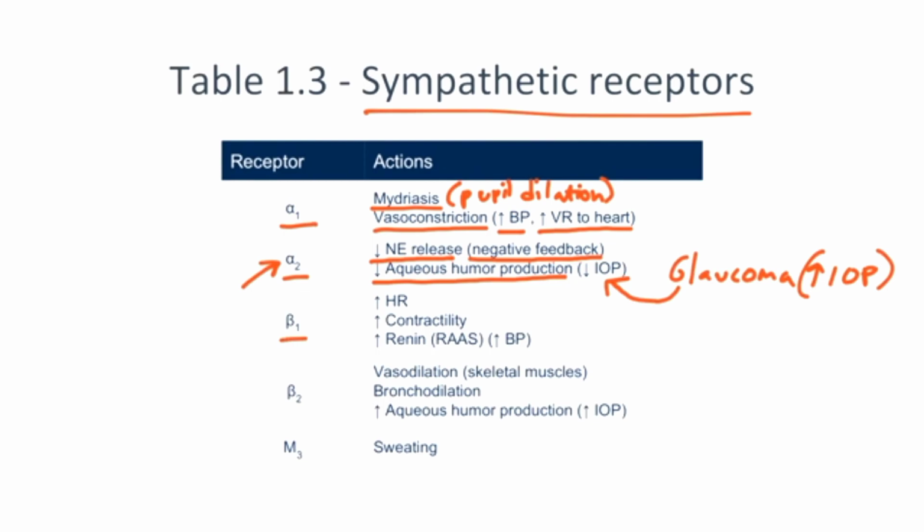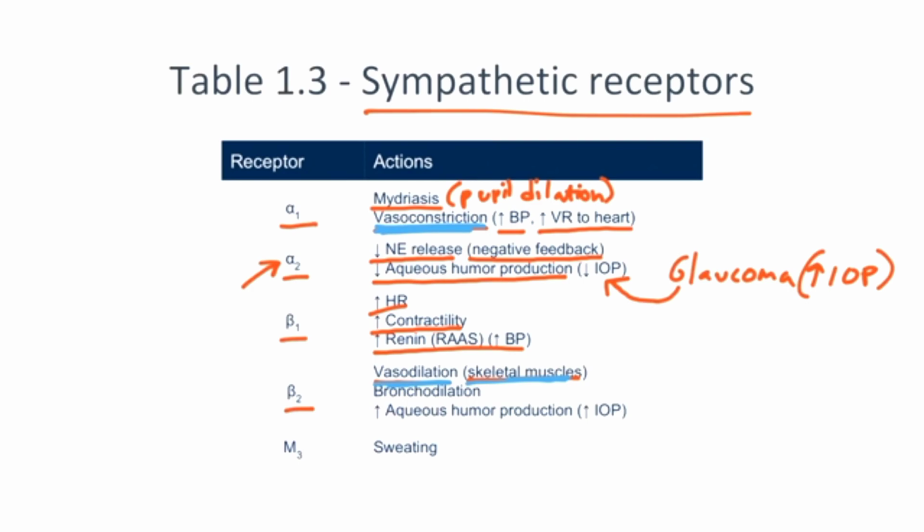Now here are some of the big ones. When the beta-1 receptor is stimulated, that will increase heart rate and contractility and increase renin release from the juxtaglomerular cells of the nephron. And this is discussed in great detail in the nephrology chapter. Beta-2 receptor stimulation would cause vasodilation in the skeletal muscle specifically. So you'll notice that the alpha-1 causes vasoconstriction, and that's throughout the whole body, but the beta-2, also a sympathetic receptor, will cause vasodilation, and that's just in the skeletal muscles.